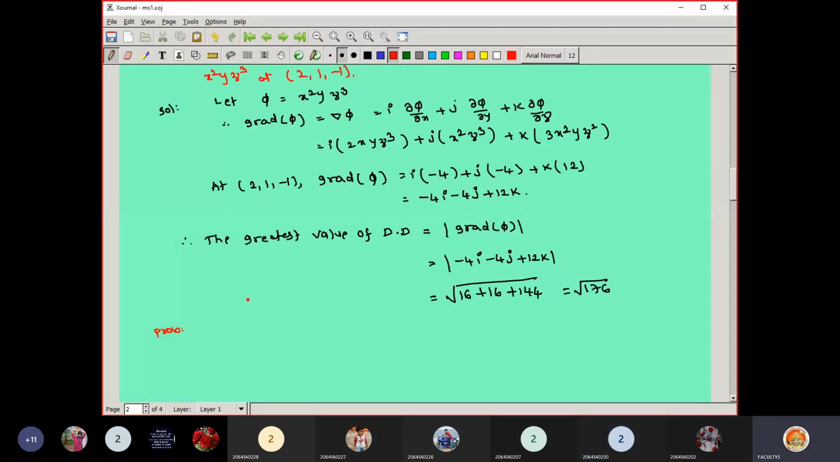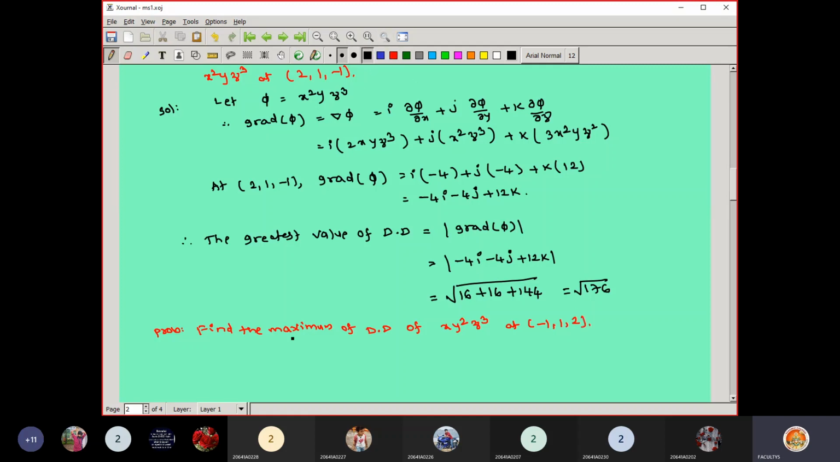Find the second problem. Find the maximum of the directional derivative of x y square z cube. I think it is different from your previous problem, right? x y square z cube at the point given as -1, 1 and 2.